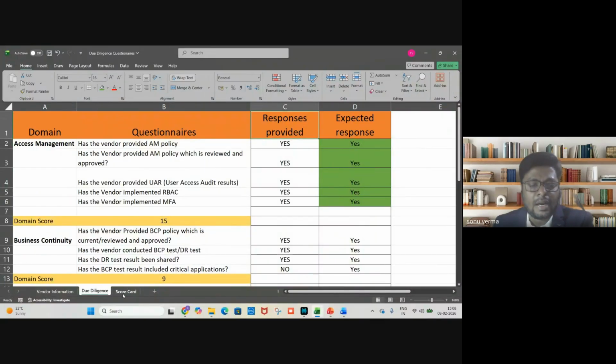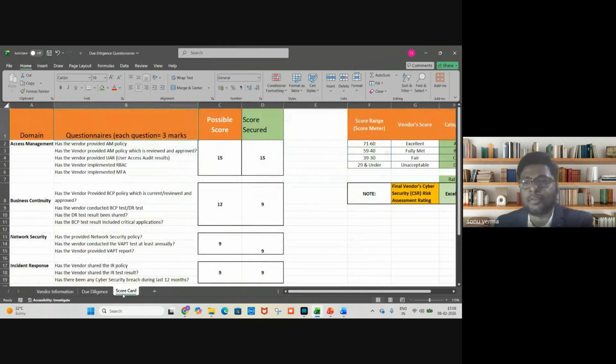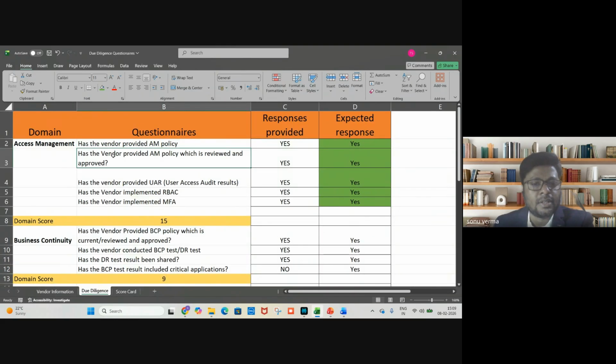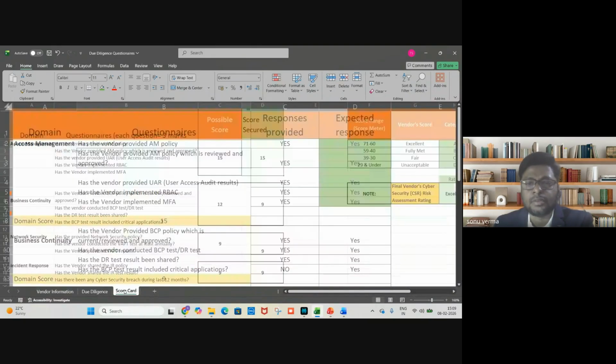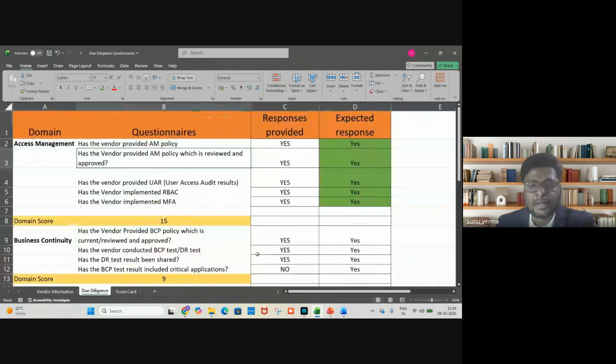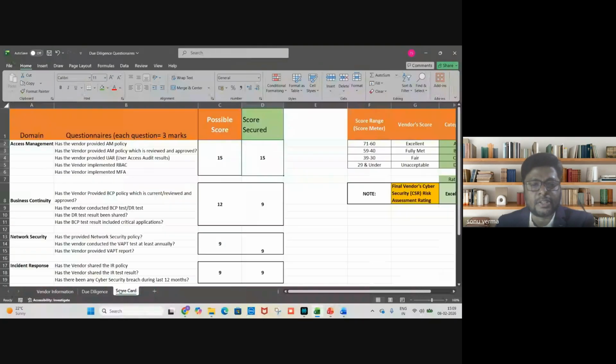Now, I need to ensure whether this vendor has passed the test before we ask them to share the certificates. Now I will go here. Each question is marked here. Same question: has the vendor provided the policy, reviewed UAR report, RBAC, multi-factor authentication, all these things? Possible score, score secured: 15, 15. The vendor has marked no here, so it's 9 marks. It is connected to this sheet, and it is an automated sheet, team.